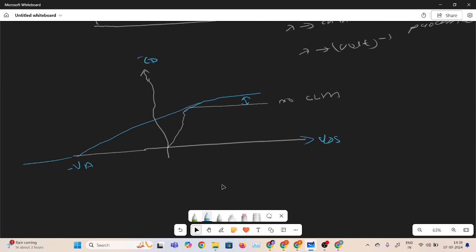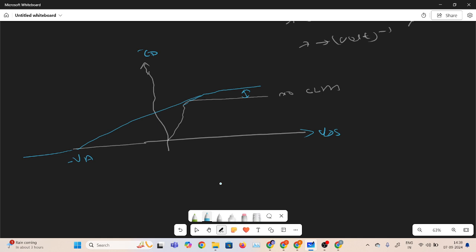So early voltage is the voltage at which the drain current will be zero. Up to this terminal you can write like that. This is the zero on the ID axis, and this terminal is the point (minus VA, 0). So how can I calculate the slope?